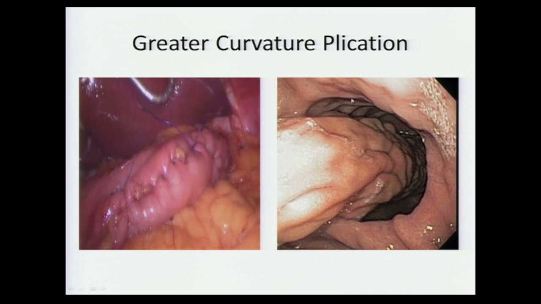What you should see, if it is a greater curve plication, is this half of a C type of configuration. Again, the same areas of obstruction are going to be either at the incisura angularis or the proximal stomach. What you want to look for is this healthy appearing mucosa. There have been several reports of ischemia of the stomach itself. So endoscopically, a normal appearing plication is going to almost look like a very thick sleeve that's been invaginated, and you're looking for normal, healthy mucosa.